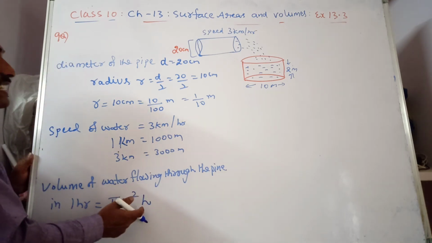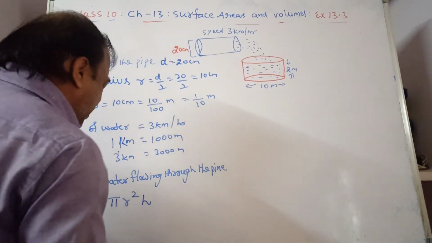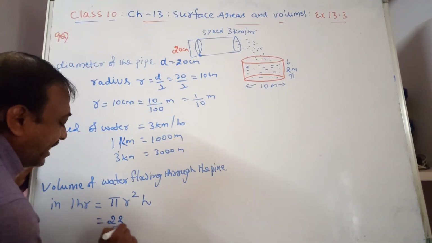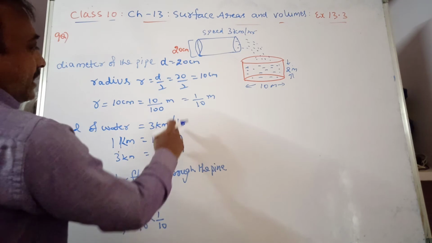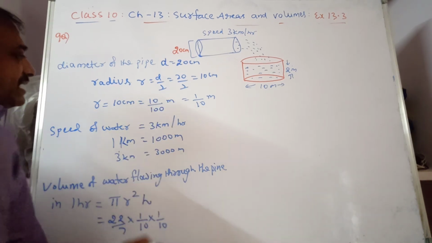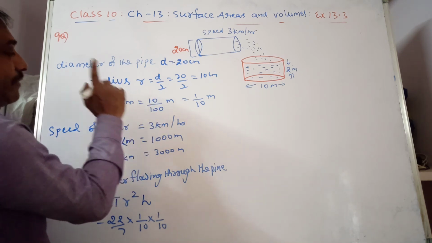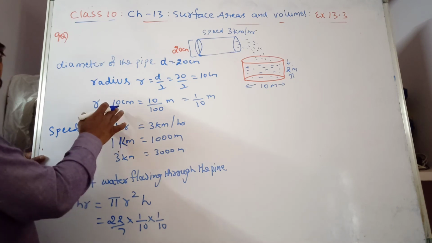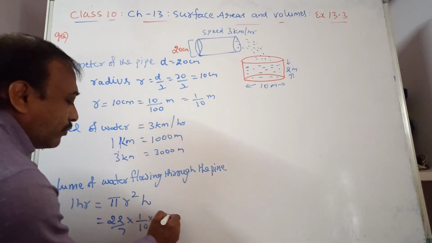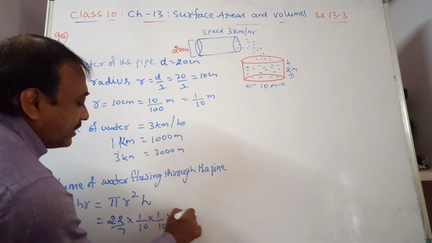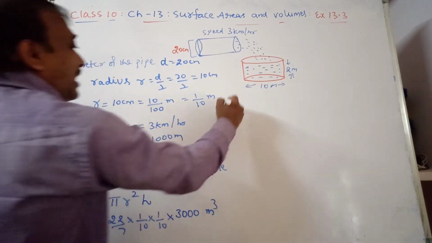But what is H we are considering? The 3000 meters which is traveling along the length. So pi R square H is equals to 22 by 7 into radius 1 by 10 into 1 by 10 into 3000. Observe it. We wrote 10 centimeter, and 10 centimeter we converted. 1 centimeter is 1 by 100. Are you following? We converted it into meters. So 22 by 7 into 1 by 10 into 1 by 10 into 3000 meter cube. This much volume of water is flowing through the pipe in 1 hour.